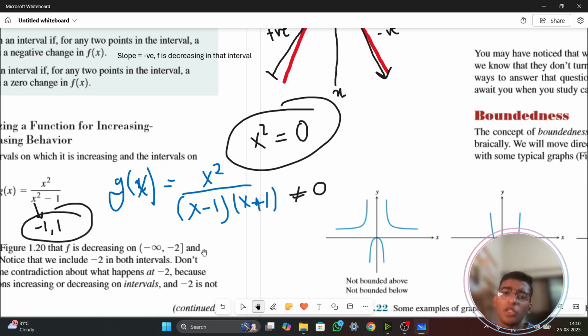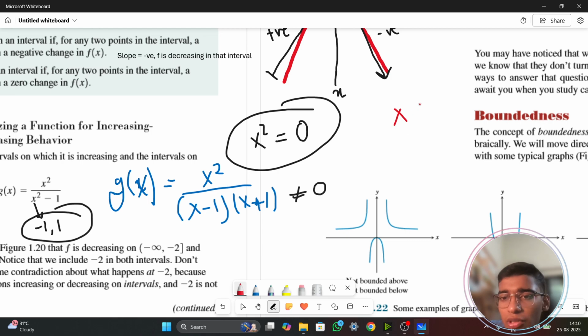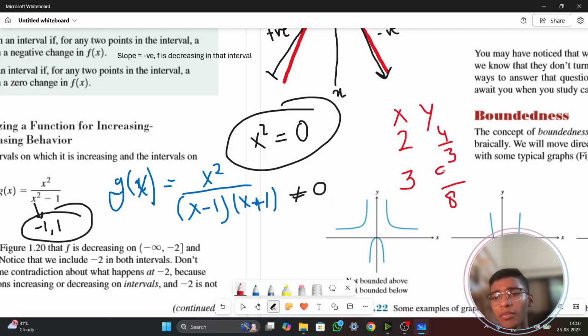So the moment I put my 2 here, let's check. This is my x value, this is my y value. I put 2 here: 2 minus 1 and 2 plus 1, so 1 into 3, I get 3 in my denominator, and 2 squared is 4. I'll get 4 by 3. At my 3, what am I getting? 3 minus 1 is 2, and 3 plus 1 is 4. 4 twos are 8. And above, I'm getting 9 by 8.